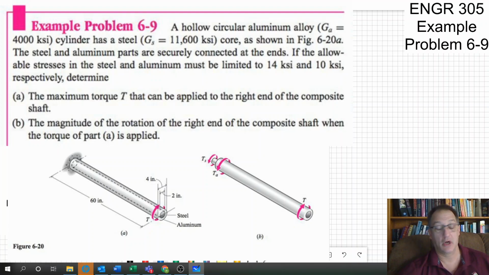And so there aren't any new equations. We're just going to apply everything that we've learned to this class of problems. So let's bang through this one. This is example problem 6.9.